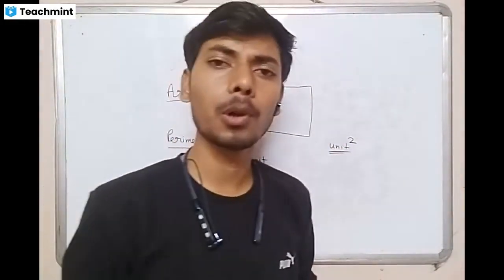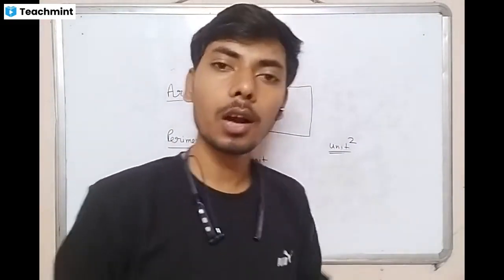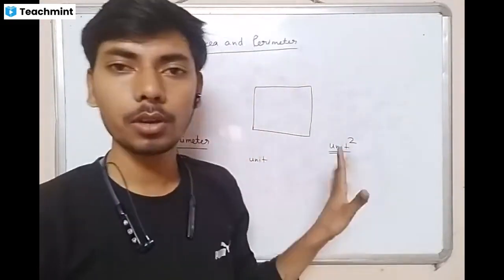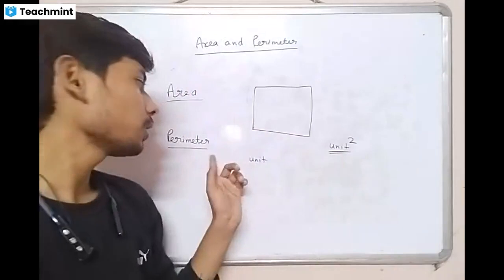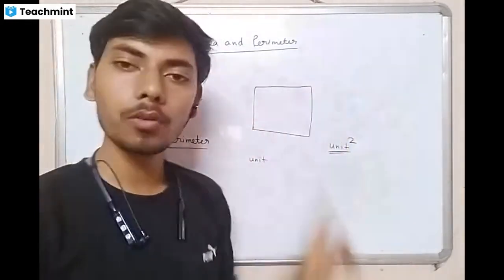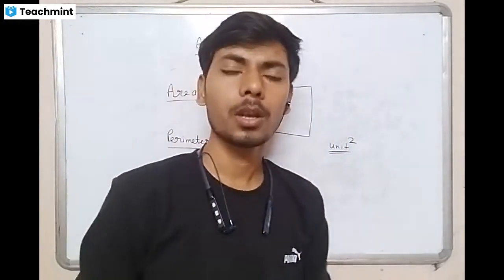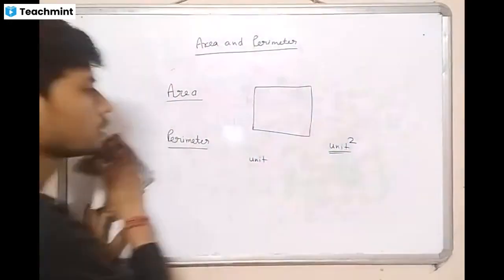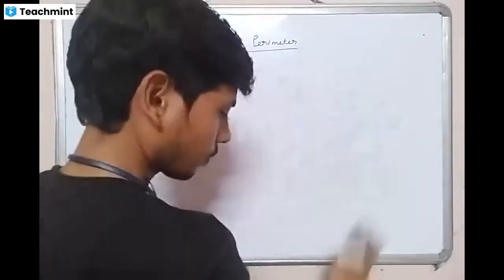It was very simple. What was area? The total space enclosed by the boundary was our area. What was perimeter? The sum of the lengths of all the boundaries is known as the perimeter. It's very simple. Let us discuss some questions so that you can understand better.